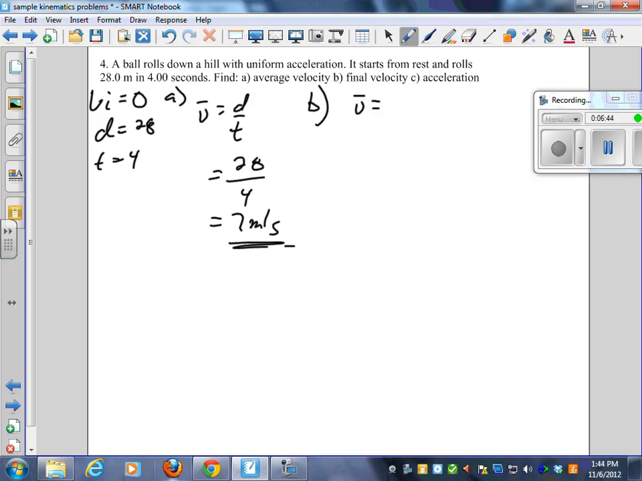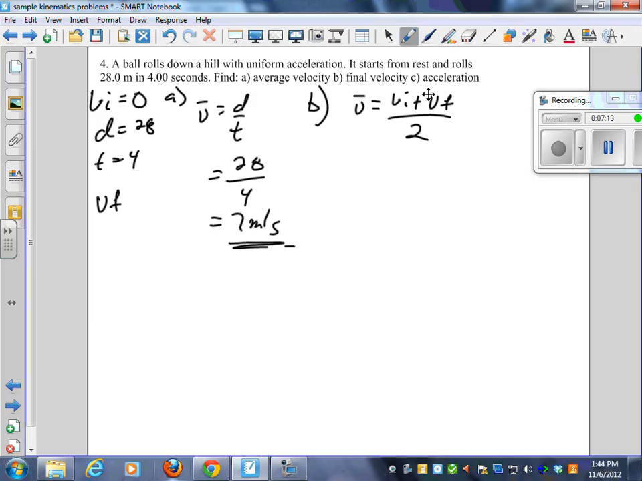Because I'm looking for the final velocity, I'm trying to solve for VF. I have VI, I have V bar, I don't have VF. V bar is the average of two things, VI plus VF all over 2, right? I'm averaging those two things. V bar is equal to VI plus VF over 2. It's the formula for averaging two things. What two things? VI and VF.